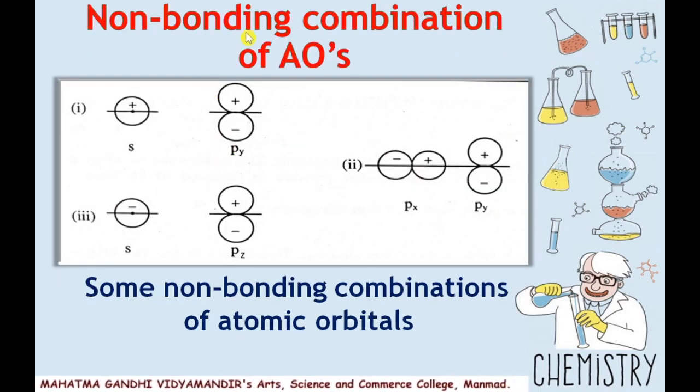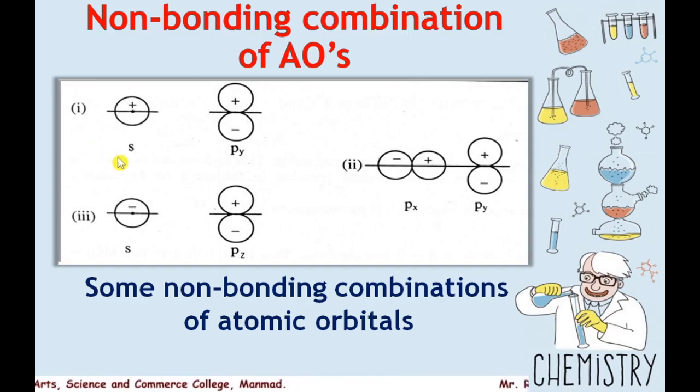Now let us see non-bonding combinations of atomic orbitals. The orbitals which do not take part in bonding are called non-bonding molecular orbitals. These orbitals of atoms either have low energy or they do not have proper symmetry. Hence, they are not used for bonding. This diagram shows the symmetry is unsuitable for combination of orbitals.